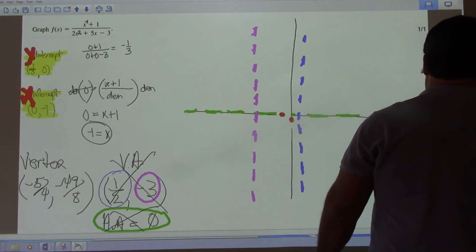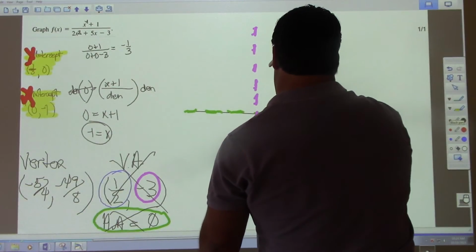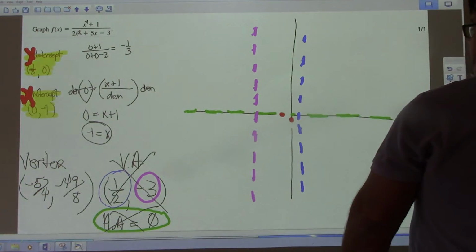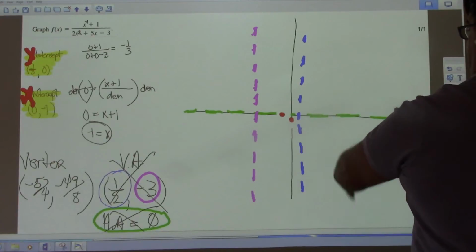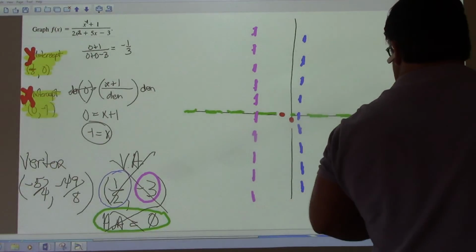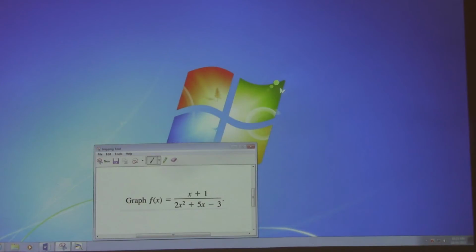Now, I have no idea what it looks like, but that's when your graphing calculator comes into play. I would probably say it's going like that. I have no idea what it's doing. It's got a lot of lines. It's got a lot going on. So let's go ahead and take our graphing calculator. And I'm happy if you have all of this. I'm very happy. Okay? So let's take our handy dandy graphing calculator and punch it in.